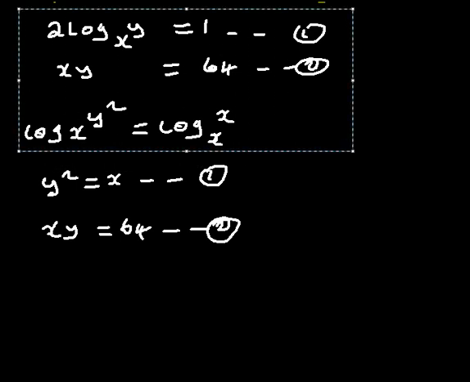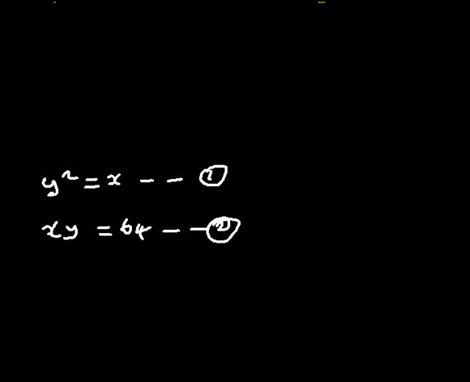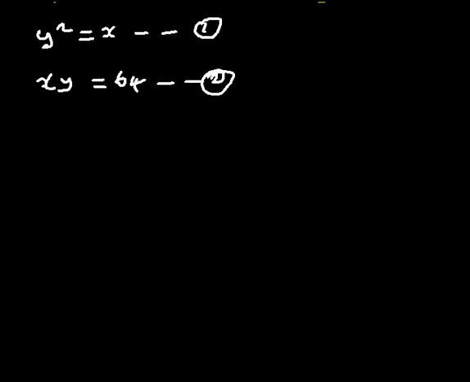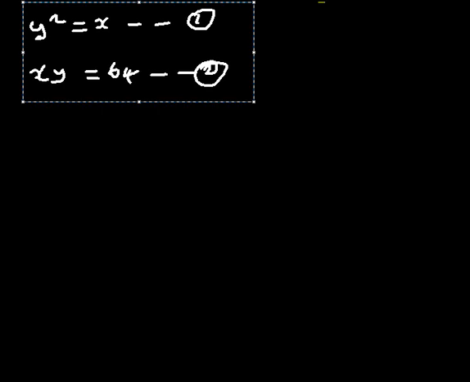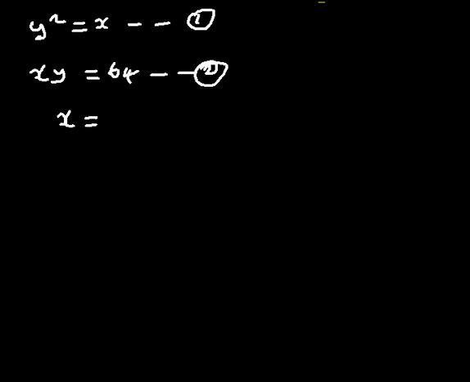Now we can solve for x as well as y simultaneously. So how do you think we should do that? Using the first equation, we already have x as the subject, so we use the substitution method. We substitute this into the second equation. So we have y squared times y is equal to 64. That will be given as y to the power 3 is equal to 64.